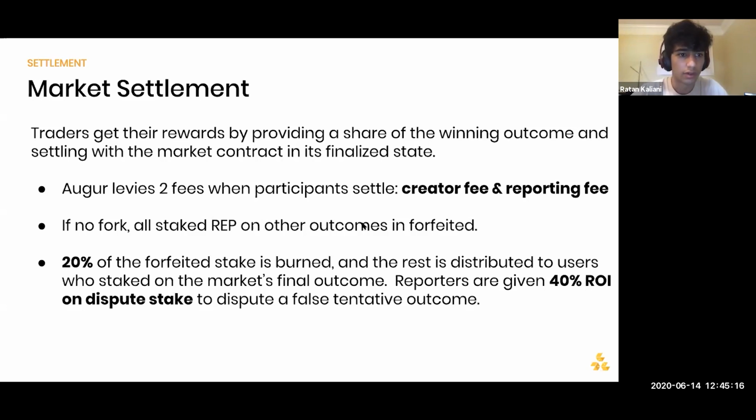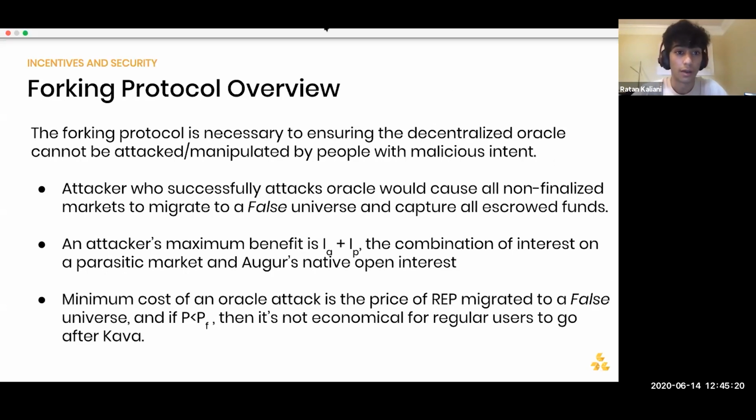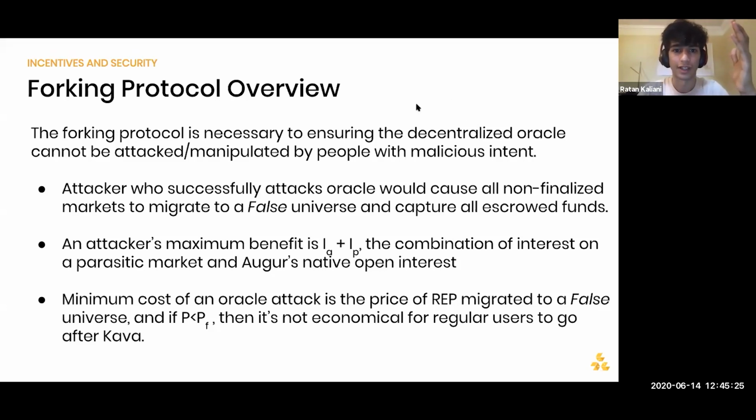Now we're moving into specifically the forking protocol. I was reading an article about Augur, and it's pretty easy to set up the prediction market side, but setting up the decentralized oracle, especially with the forking protocol, is what enables the integrity of the Augur protocol. So we'll be diving a little bit deeper into how exactly the forking protocol works.